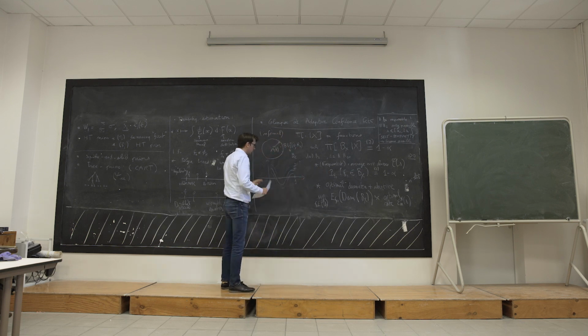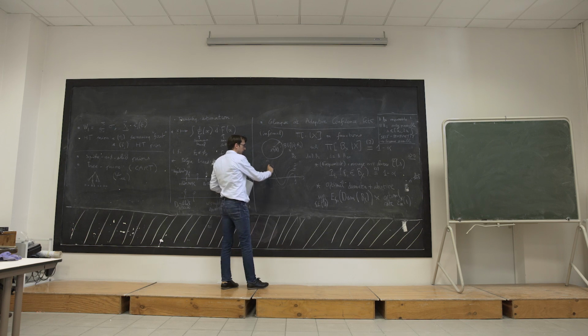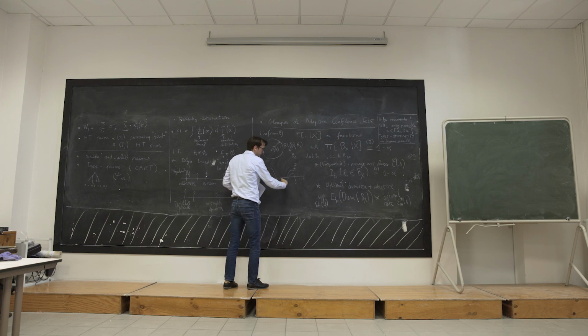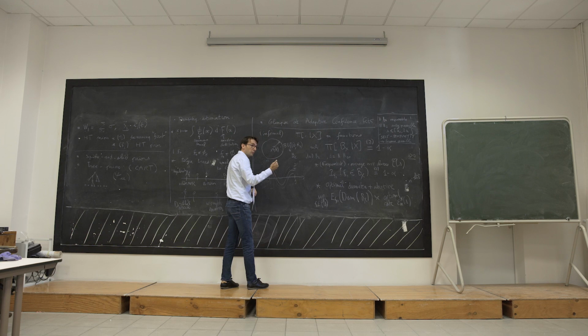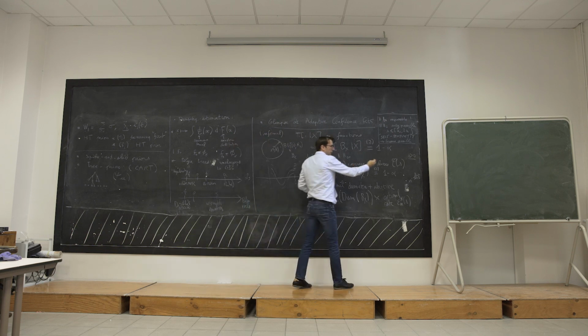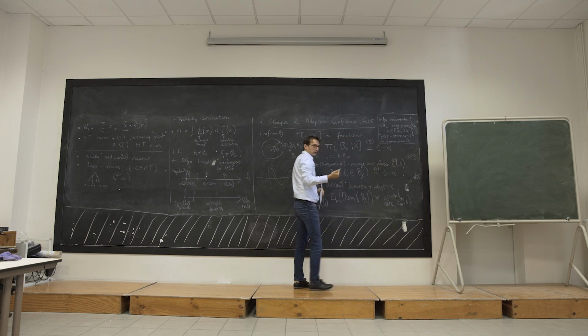So you don't know where F naught is, but you want that with, say, probability 95%, this region C of X, this band, contains the truth. So that's the first requirement. You want to have it uniformly over all possible classes of functions you are considering.